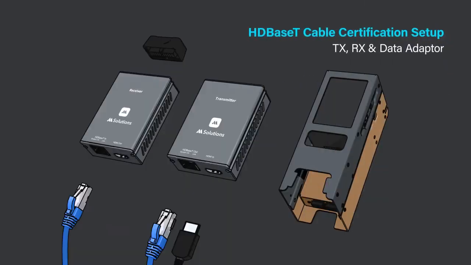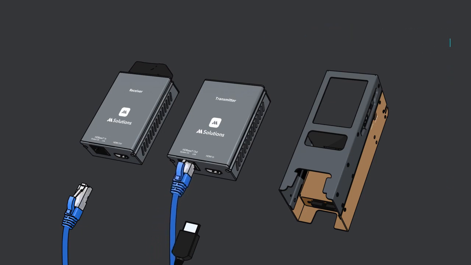Before turning your unit on, connect the black data adapter to the port on the back of the receiver. Connect the HDBaseT transmitter module to the end of the cable that will be located closest to the HDMI source device, and the HDBaseT receiver module to the far end of the cable.